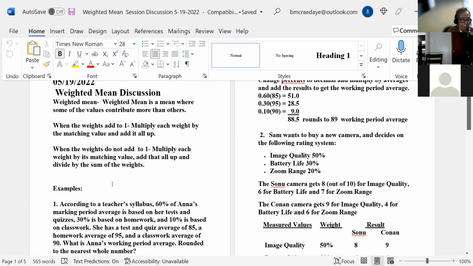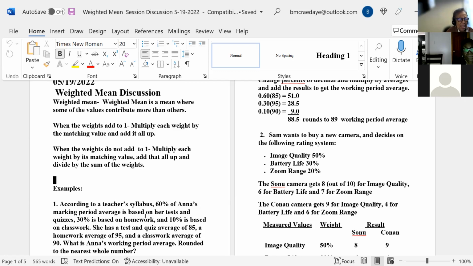Can you spell it for me? W-E-I-G-H-T. Oh, weight. Yes. You're assigning a weight to something. Regular mean, everything's on the same level, no weight. But weighted means each value that you may be looking at is assigned a weight.